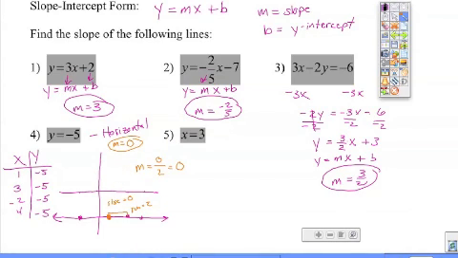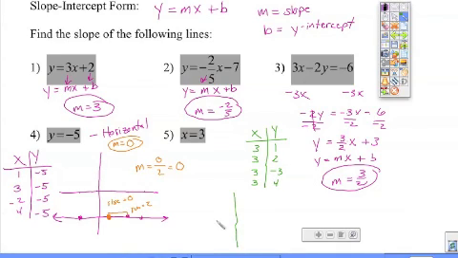So the slope of any horizontal line is 0. Number 5 is the exact opposite of that. If x has to equal 3, again, if I made a quick xy chart, x has to be 3. I get no choice for x. It's 3. But if x is 3, y could be anything. It could be 1, it could be 2, it could be negative 3, it could be 4.